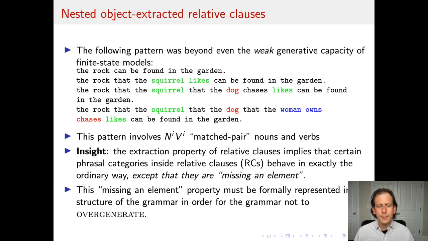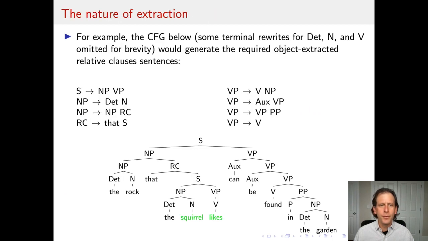And the missing an element property seems to be formally responsible for the structure of the grammar. And in fact, this will have to be the case in order for the grammar not to do what we call overgenerate, which is to make possible structures that are actually not okay in the language. And let me instantiate this a little more specifically.